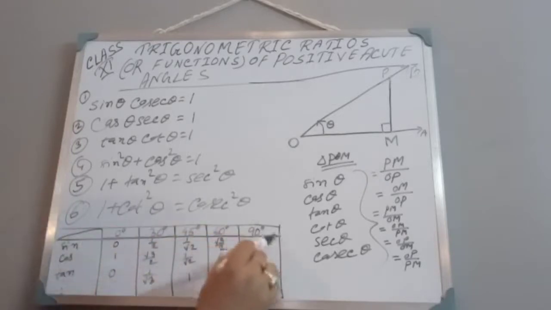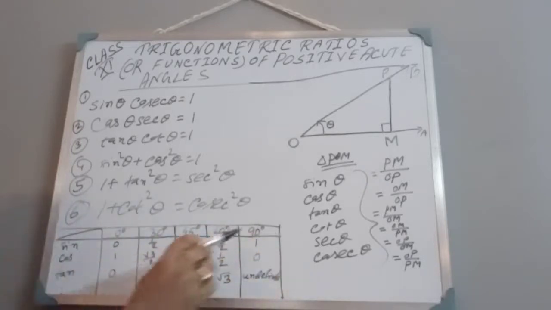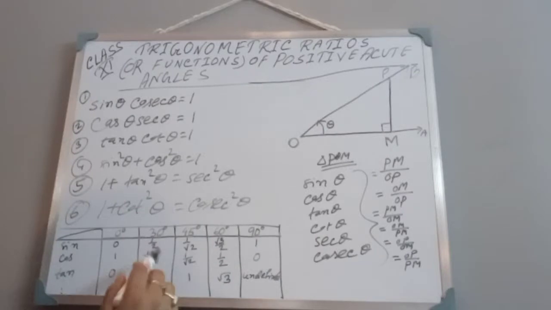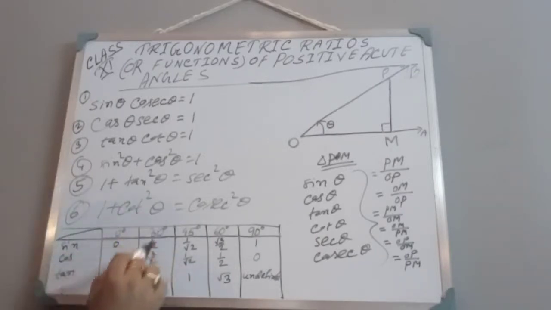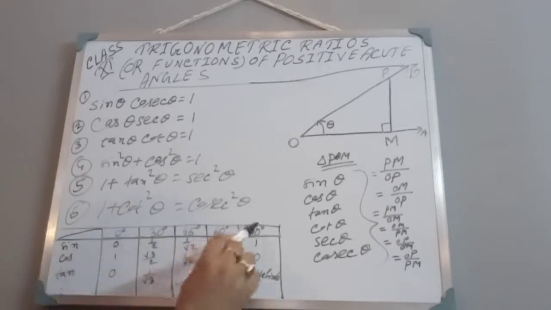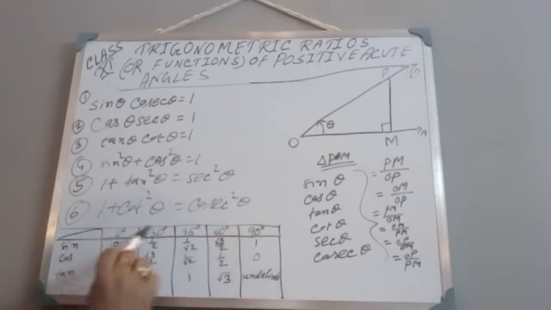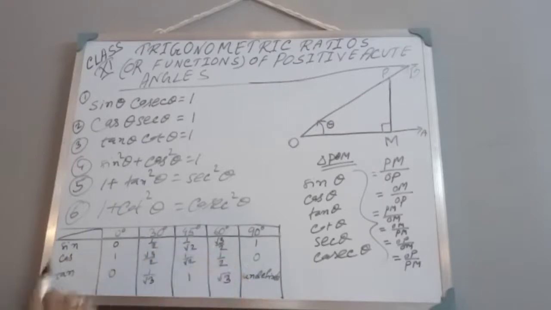And these are the values we also know, from 0 degree to 90 degree. We have already done this chart in the previous class. Sin 0 degree is 0, sin 30 is half, sin 45 is 1 by root 2, sin 60 is root 3 by 2, sin 90 is 1. Cos 0 is 1, cos 30 is root 3 by 2, cos 45 degree is 1 by root 2, cos 60 is half, cos 90 is 0. Tan 0 is 0, tan 30 is 1 by root 3, tan 45 is 1, tan 60 degree is root 3, tan 90 degree is undefined.